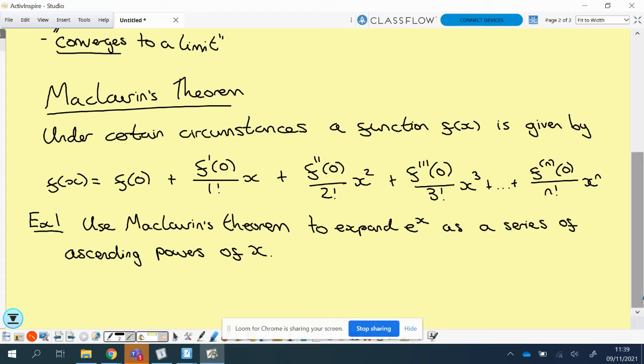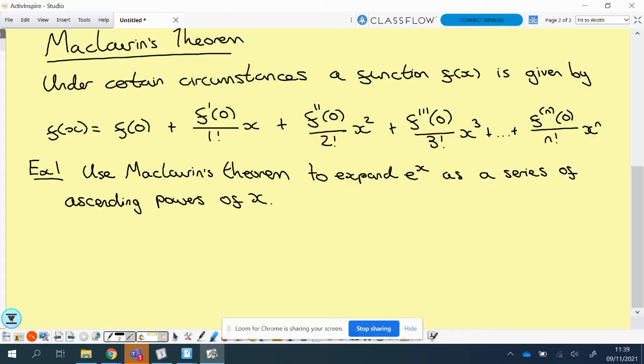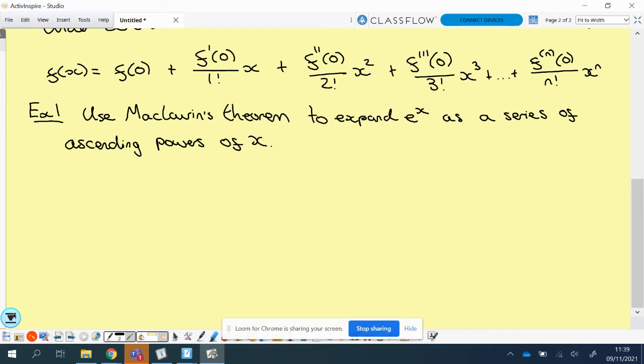So if I look at my theorem, I'm going to have to work out a lot of things before I can put it into my power series. So start off with the function f of x equals e to the x. Then f of 0, well, that's e to the 0. And what does e to the 0 give us? 1. So f of 0 will be 1.